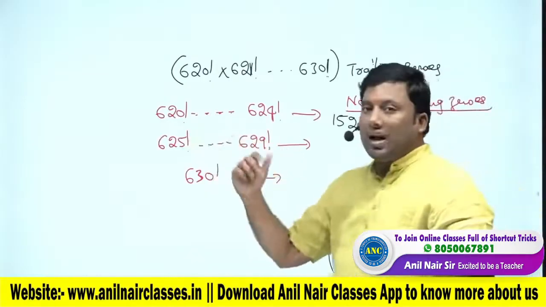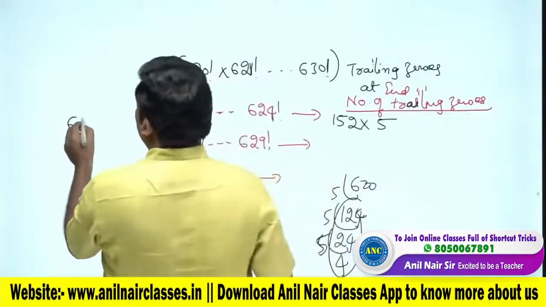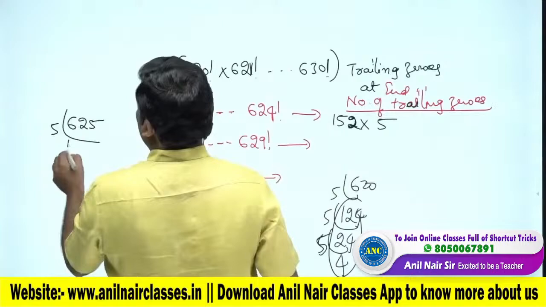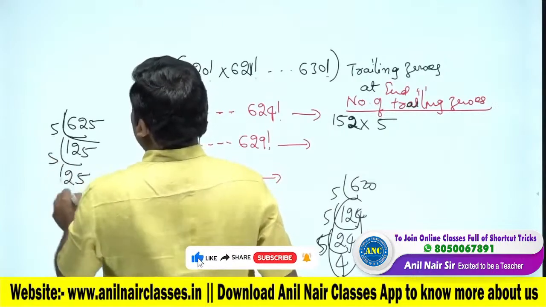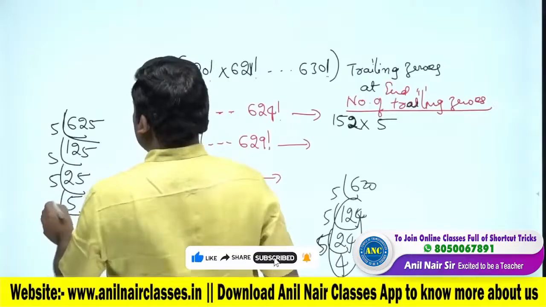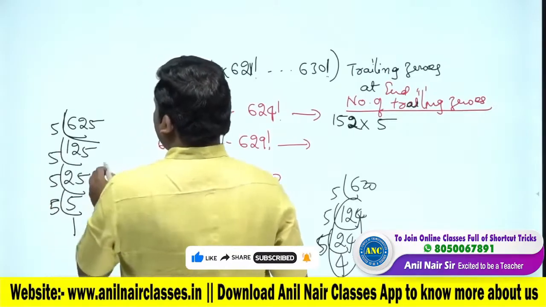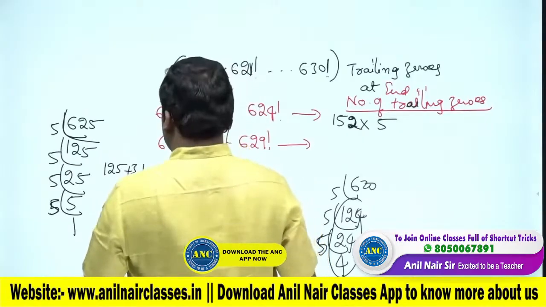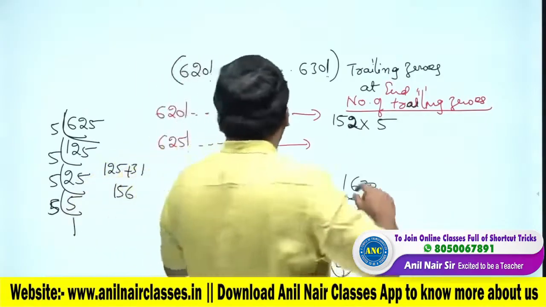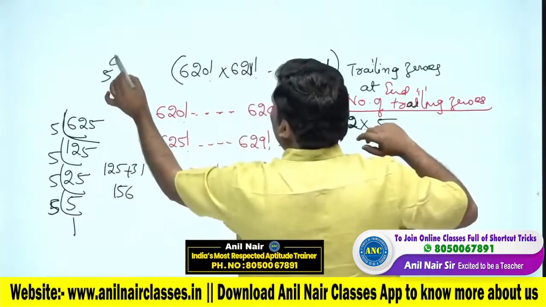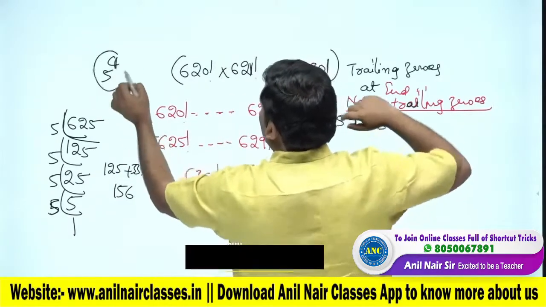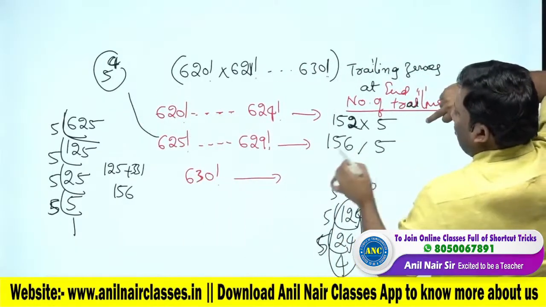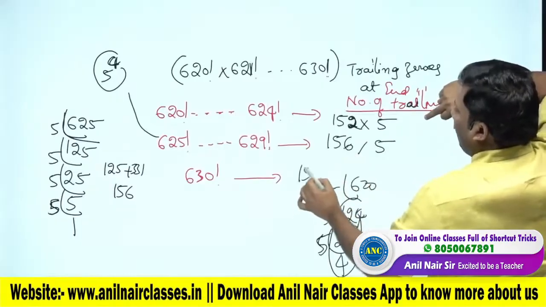Let me see what is happening for 625 factorial. 625 is 5 125s, 5 25s, 5 5s, 5 1s. So this will be 125 plus 31, 156. Now you understood it. 625 is 5 power 4, so an extra increase will be there. 156 plus 1, so this will be 157.